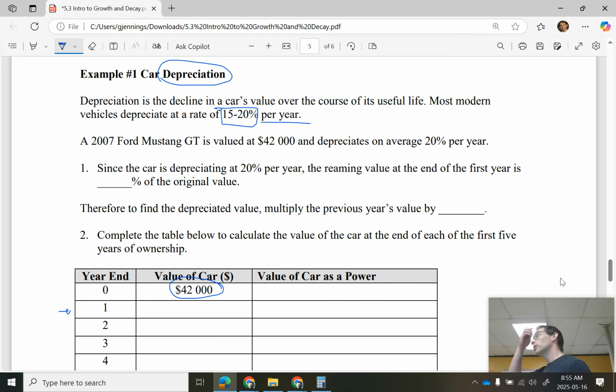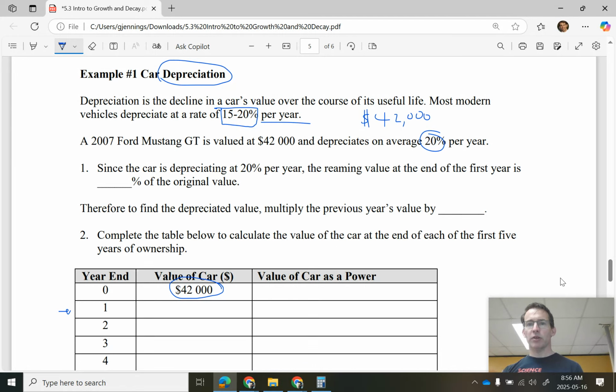Yeah, what would you do? Because it's going to guide us to the way we're going to do it. Could you do 42,000 divided by 100 times, or I guess you have to choose between 15 and 20, and then times whatever. Yeah, we're going to do 20. And then you just subtract whatever you get from that from 42,000.